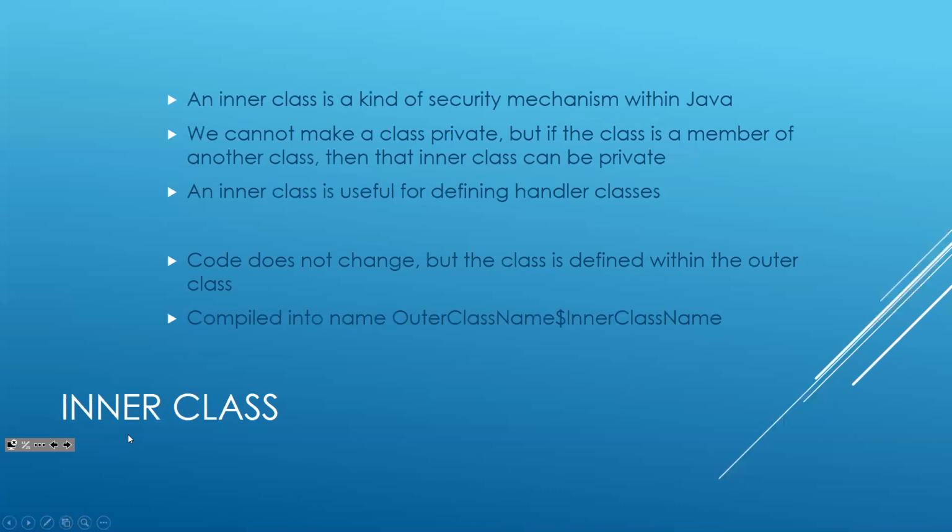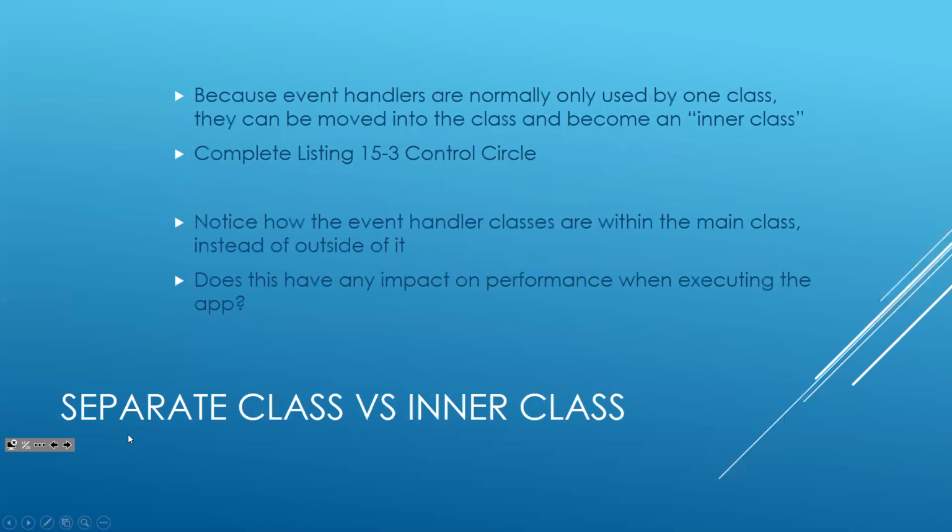Now, whenever we compile this, an important point here, this will end up being compiled with a weird name. Normally if I compile something, I'm going to see the class name, and that's going to make that class available to others, security-wise. When we compile an inner class, it's actually going to have a different name where it has the outer class name that it's within, followed by a $ sign, followed by the inner class name. So again, it's more secure. It's not just available out there for people to see. Okay, so event handlers are normally only used by one class. We can move them in and become an inner class.